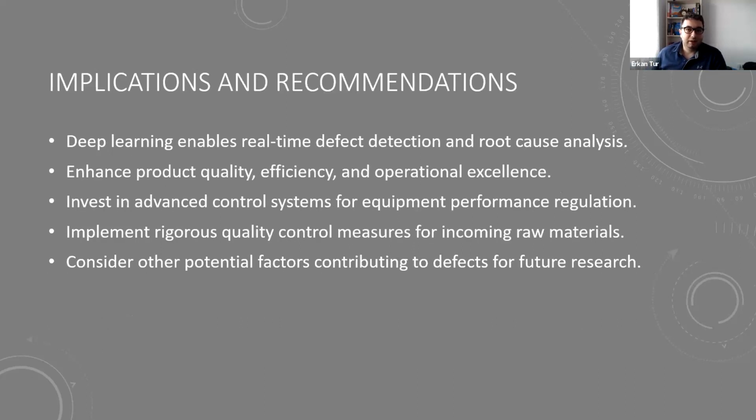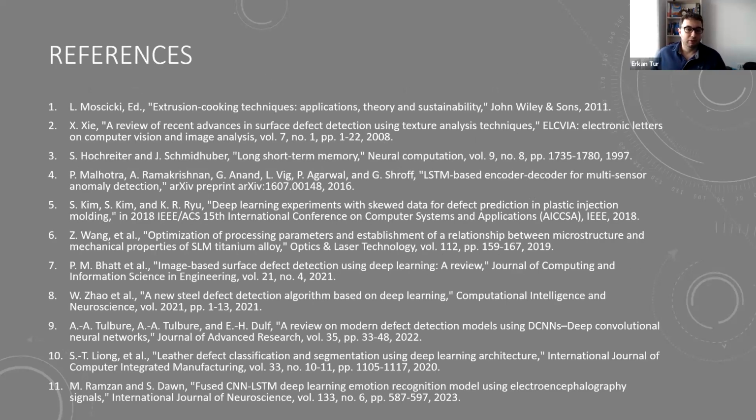And for the implications and recommendations, these findings offer valuable insights for the plastics industry, recognizing the significant roles of equipment's performance and raw material quality in defect occurrence, suggest clear areas of focus for quality improvement initiatives. Manufacturers should invest in advanced control systems to regulate equipment performance parameters closely, such as temperature and pressure. These systems can leverage real-time sensor data to maintain optimal operating conditions and quickly identify and correct deviations, thereby preventing the formation of defects. And here are the references we have used in the study.